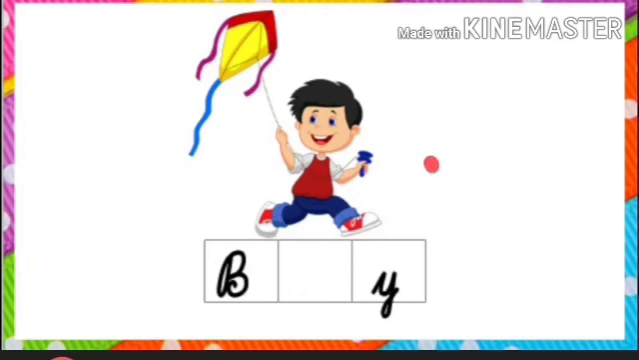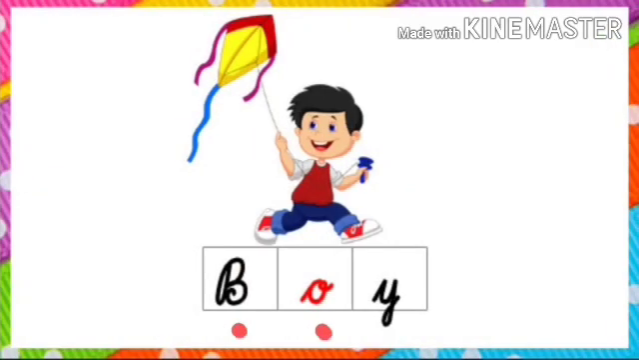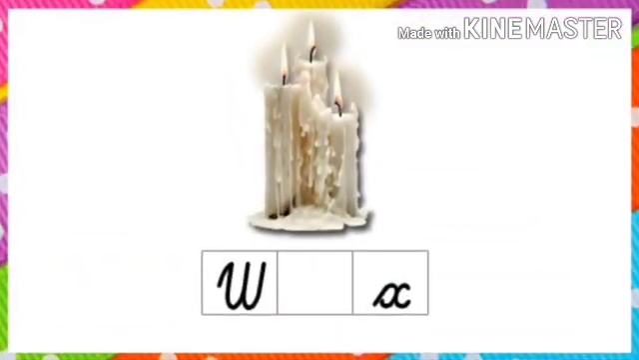Which picture is this? It's a picture of boy. Sound of the word B, O, Y, boy. Okay. Which sound is missing? O sound is missing. Which vowel says O? O says O. So fill the correct vowel and make the word complete. B, O, Y, boy.